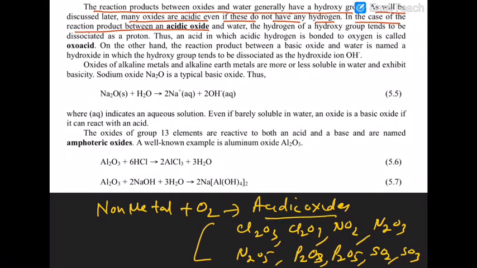They are acidic oxides. Why? Because when they dissolve in water, they tend to form acids. Are you okay? If you take SO3 dissolved in water, what will you get? H2SO4. So all these oxides, when dissolved in water, produce acids. So they are called as what? They are called acidic oxides. Similarly, what happens?